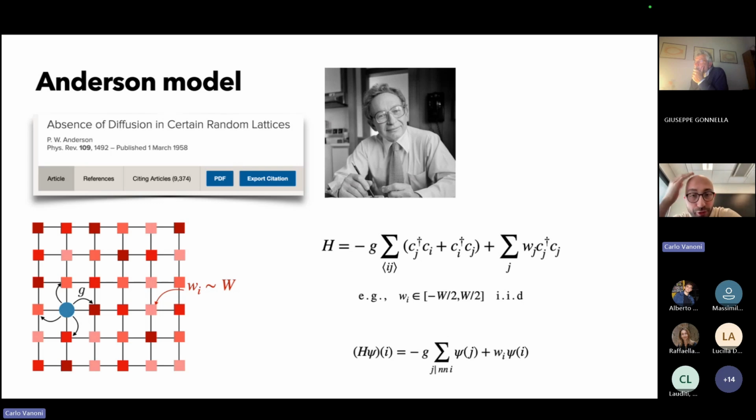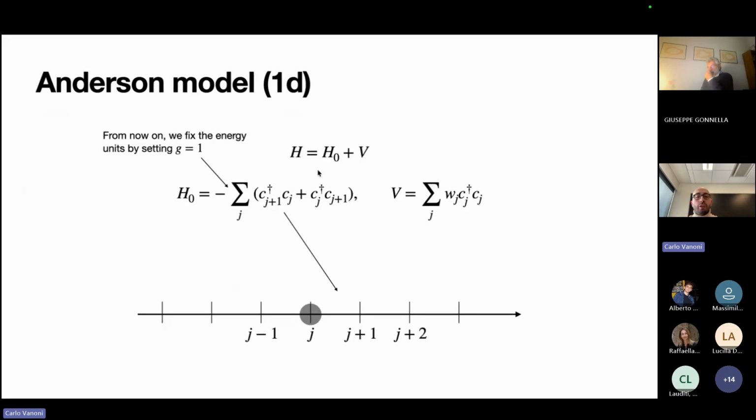Anderson localization was introduced, of course, by Phil Anderson many years ago. And the idea of Anderson was to find a toy model for describing how electrons move inside a material in presence of impurities. And so the model is very simple. You can describe it by a Hamiltonian like this one, and let me break it down for you a bit better. So you have two terms. You have H0, which is simply the term that allows the electron to move on the lattice. So the model is defined on the lattice, not on the continuum.